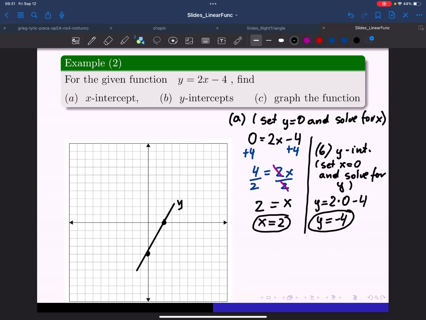So this is the graph of y is equal to 2x minus 4.